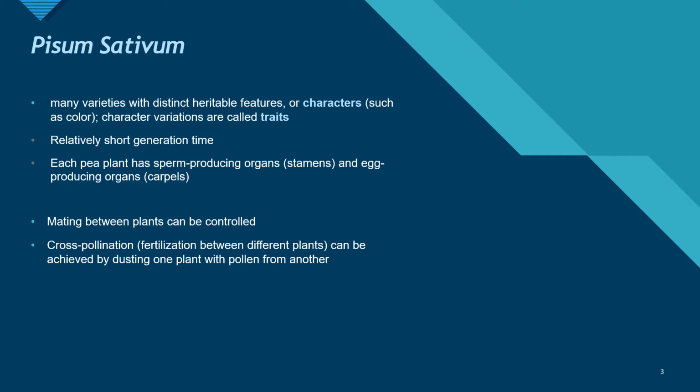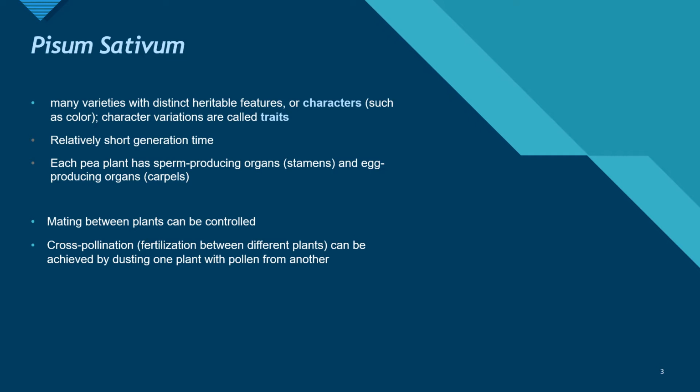So many varieties with distinct heritable features or characteristics, such as color, and character variations are called traits. Those are two important words in this unit. Pea plants have a relatively short generation time, and each pea plant has sperm-producing organs, or stamens, and egg-producing organs, carpels.